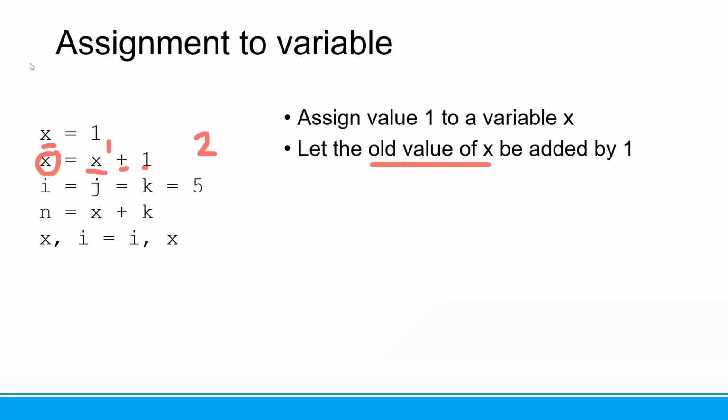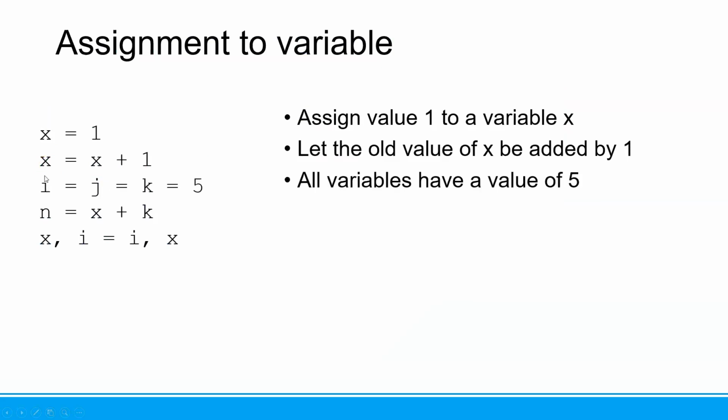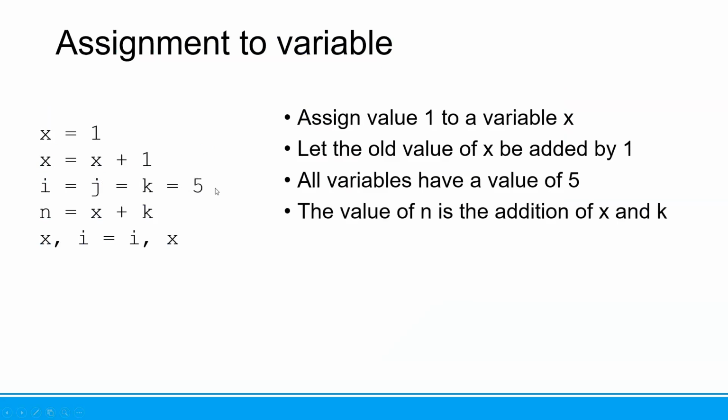In Python, we can make the assignment at the same time. I have variable i, variable j, and variable k, and I want to assign all of them with the value of 5. Then I can write i equals j equals k equals 5. The value of n is the addition of x and k. So what is the value here of n?